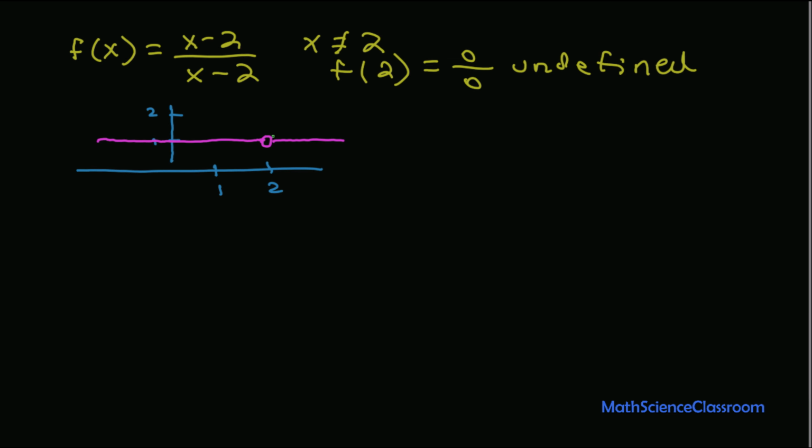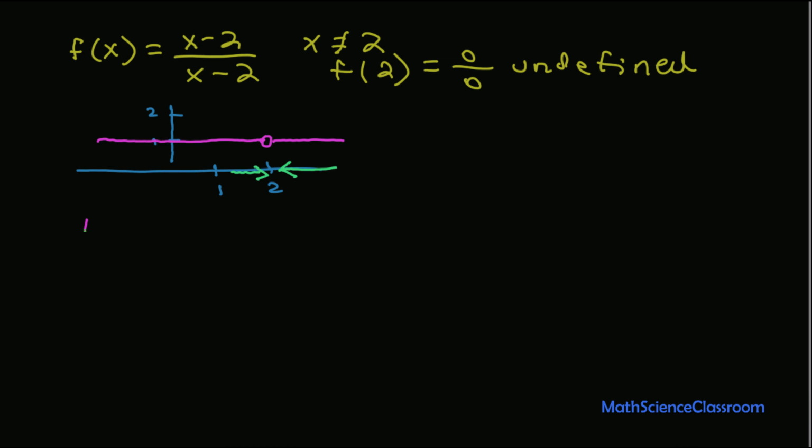So as we move along x from lower values towards 2, and then coming from above, moving x down towards 2, in both cases in this example f of x is going to equal 1 for all of those values. So we actually have a way to talk about this, and we call this the limit.